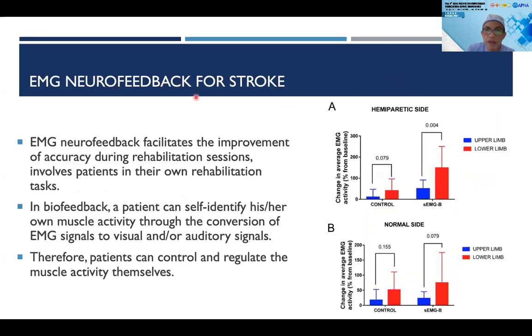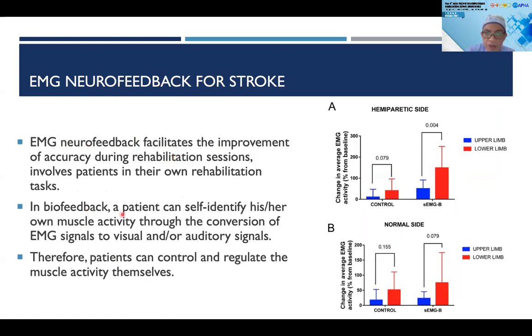EMG neurofeedback can also be used for the paretic muscle. For example, in patients with stroke, EMG neurofeedback will facilitate the improvement of accuracy during the rehabilitation session that involves the patient in their own rehabilitation tasks. We can set the target.